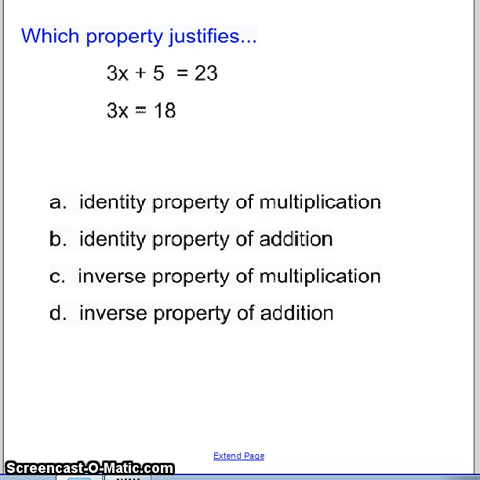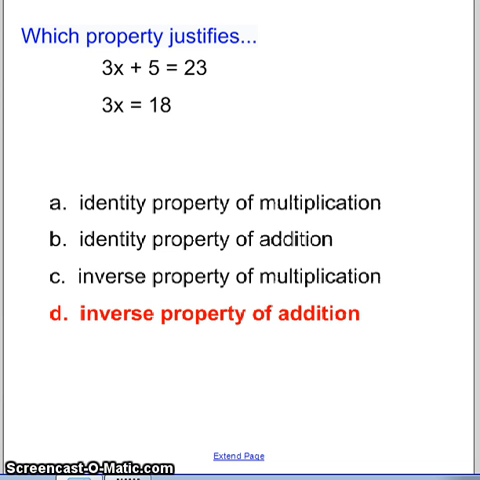Here we have 3x plus 5 equals 23. And how do we get to 3x equals 18? Well, we subtracted a 5 from each side, or we added a negative 5 to each side to cancel out the 5. Anytime you cancel something out, you're thinking inverse, and this one will be the inverse property of addition.